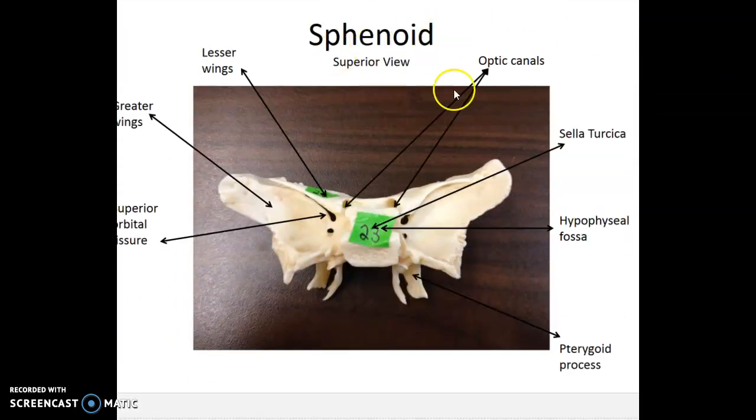The sphenoid bone is what I like to call the bat bone. You can see it has these areas out here that we call greater wings. We have these areas in here called pterygoid processes. I like to call them the bat's feet. We even have an upper wing here that's called the lesser wings. But just remember the sphenoid by itself looks kind of like a bat. Then that will help you remember that.